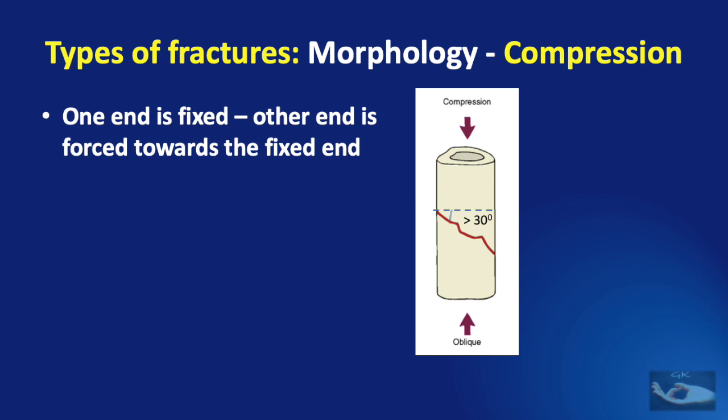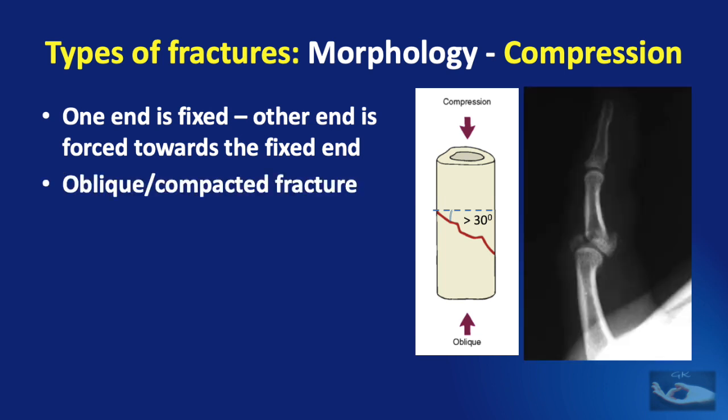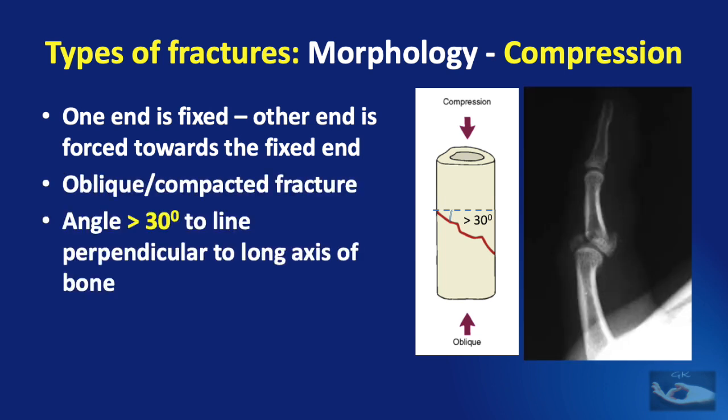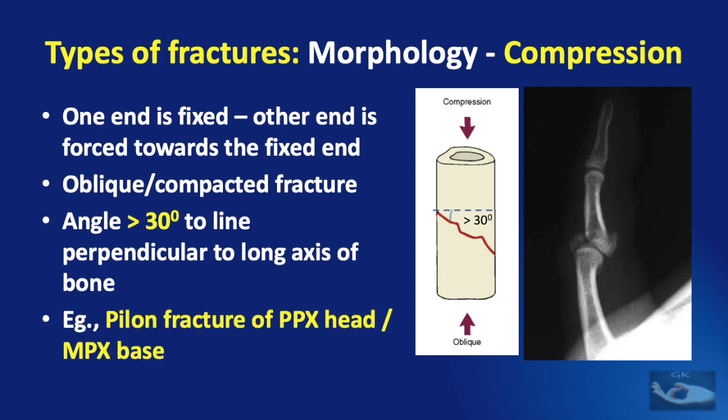We know that one end of the bone is fixed, and if a force is applied from the other end towards the fixed end, that is, in the form of a compression force, an oblique or compacted fracture results. It is called oblique when it makes an angle of more than 30 degrees to a line perpendicular to the long axis of the bone. An example of this kind of fracture on the hand is the pilon fracture of the proximal phalanx head or the base of the middle phalanx.